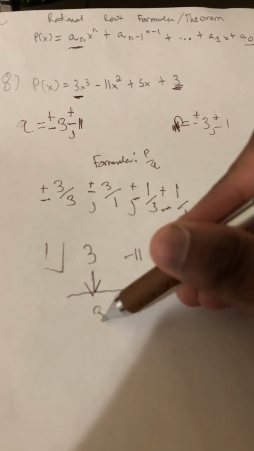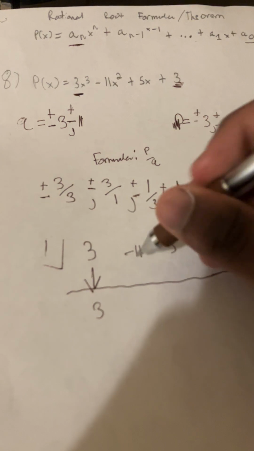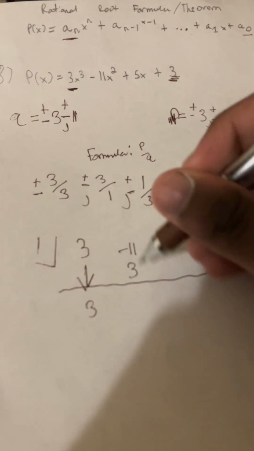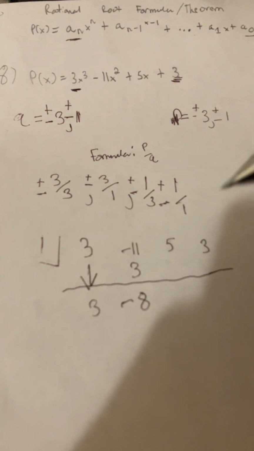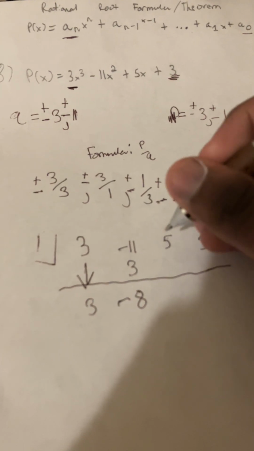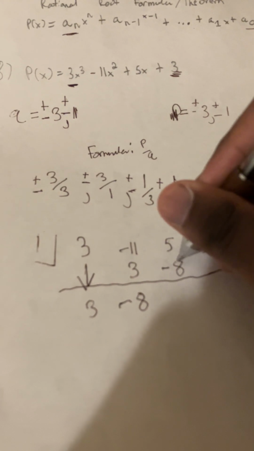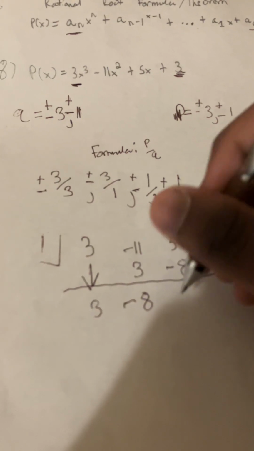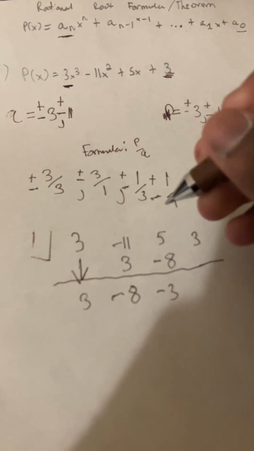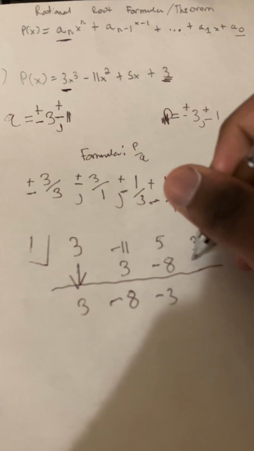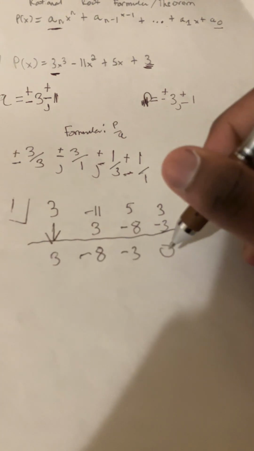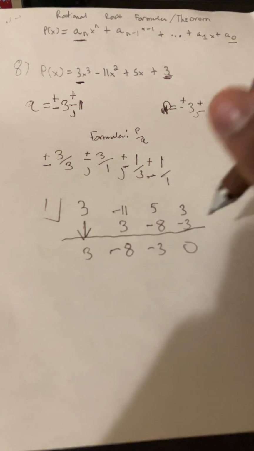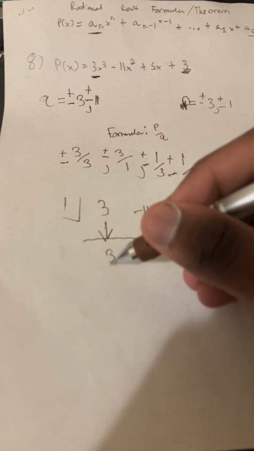So we're going to bring down the 3, multiply 1 times 3. That's 3, and we're given -8. 1 times -8 is -8. 5 minus 8 is -3. 1 times -3 is -3, and that's 0. That's a good thing because that's our remainder.